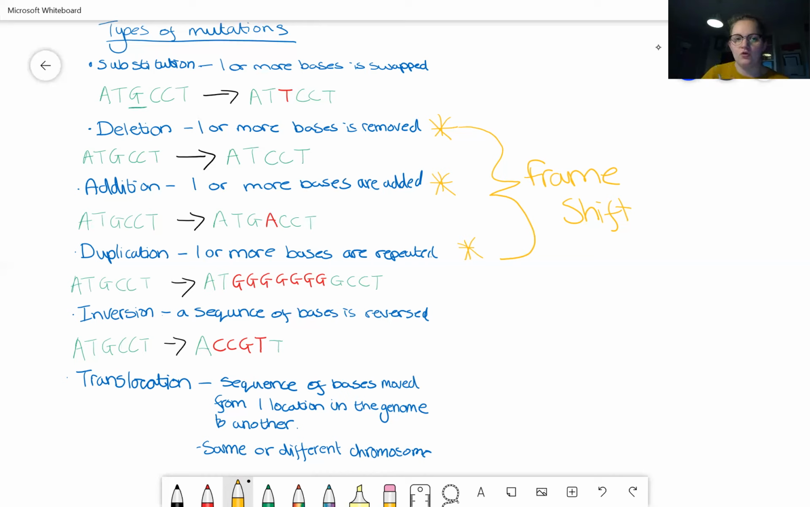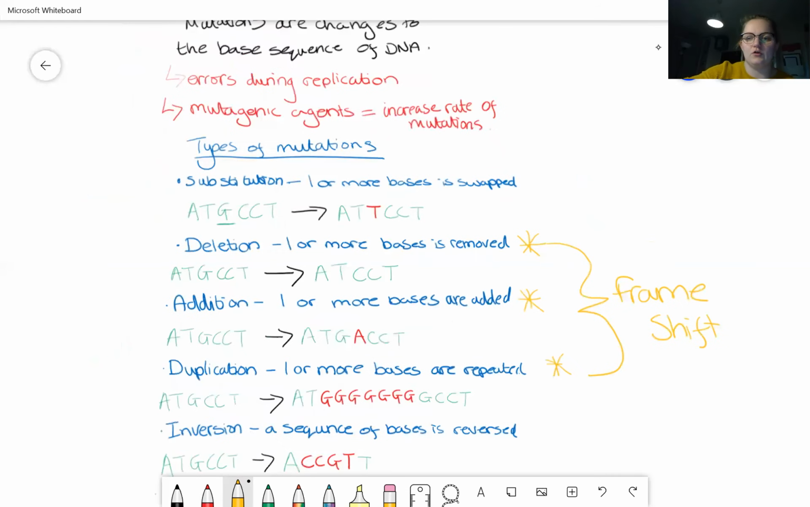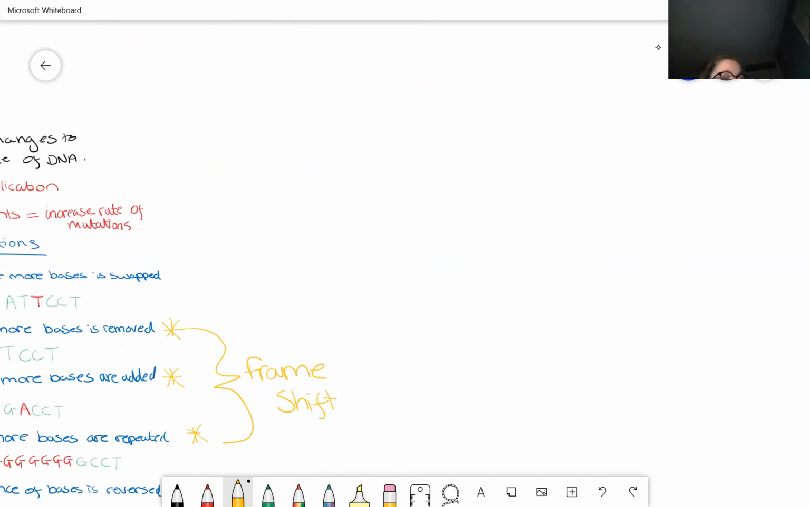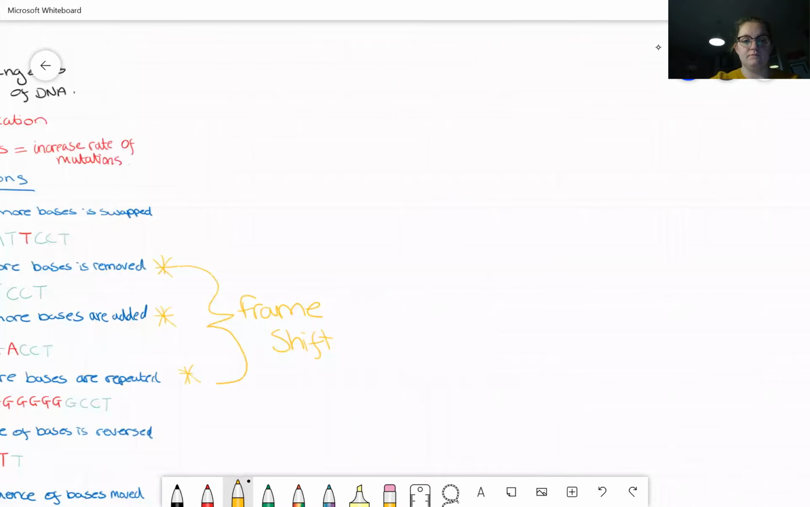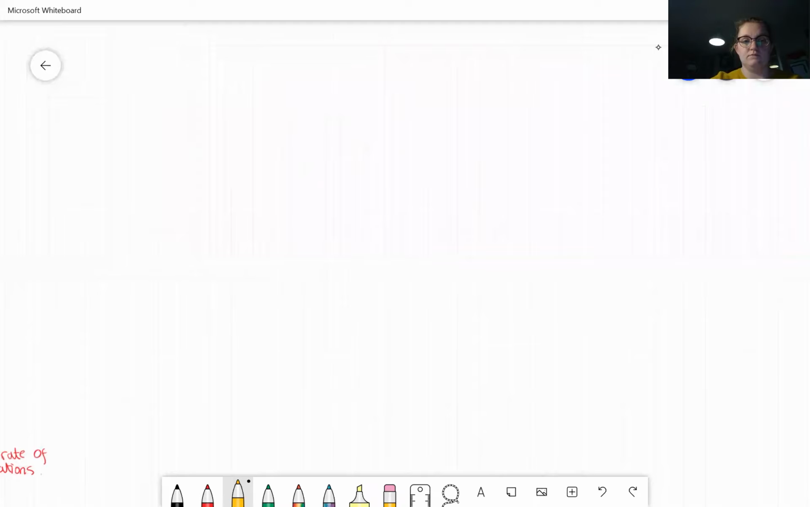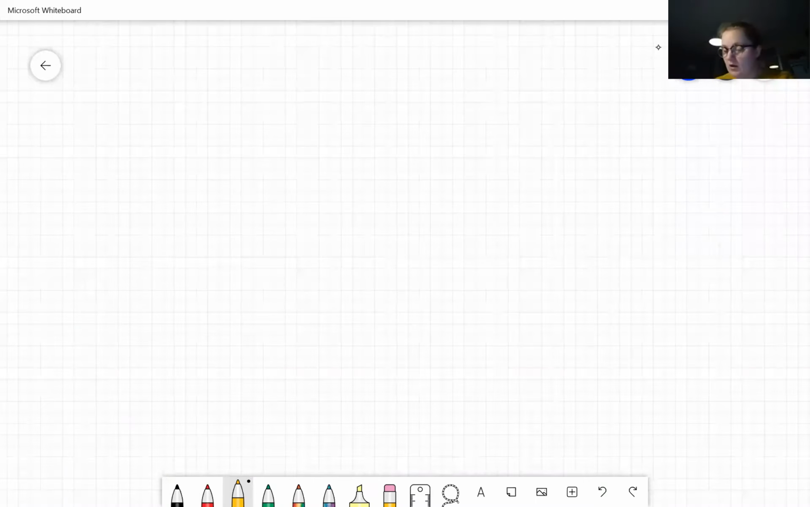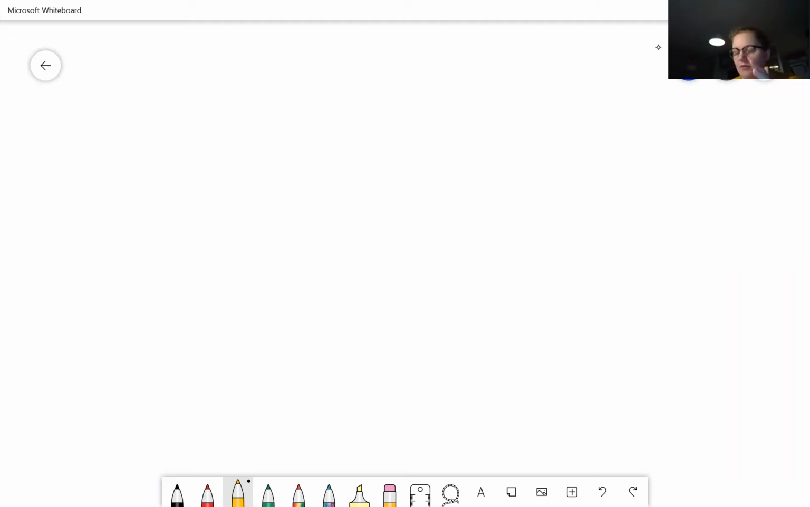But not all mutations affect the order of amino acids. So let's have a look why. So we've highlighted that some are frame shifts, some can affect it, but let's do a couple of examples to show why not all of them affect it. And it's because of that degenerate nature of our amino acid code. So because the genetic code is degenerate, it means some amino acids are coded for by more than one DNA triplet.